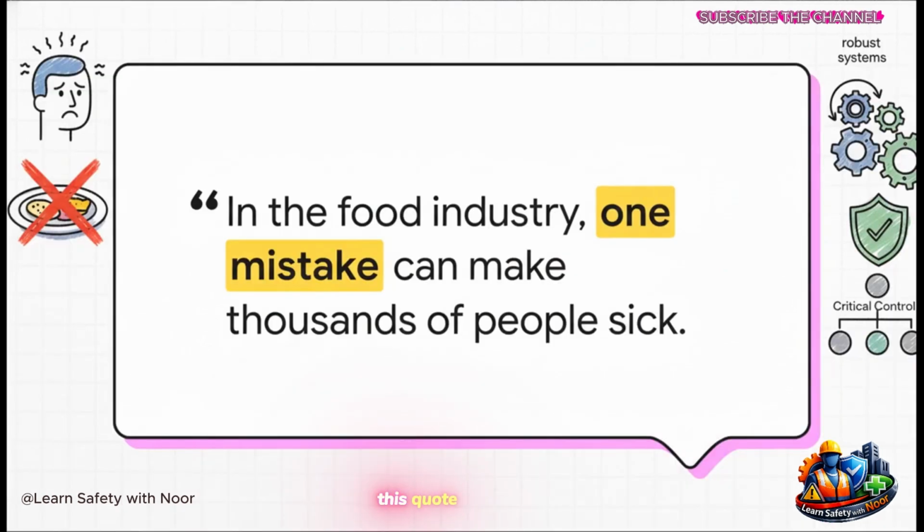Yeah, this quote, it really hits home, doesn't it? The stakes in the food industry are just incredibly high. There's almost zero room for error. And that's exactly why having solid systems in place isn't just a nice to have, it's an absolute necessity.